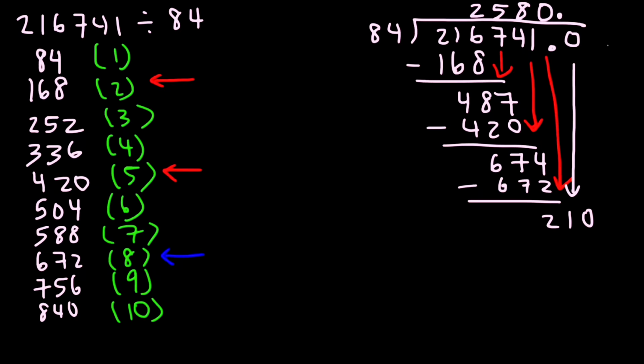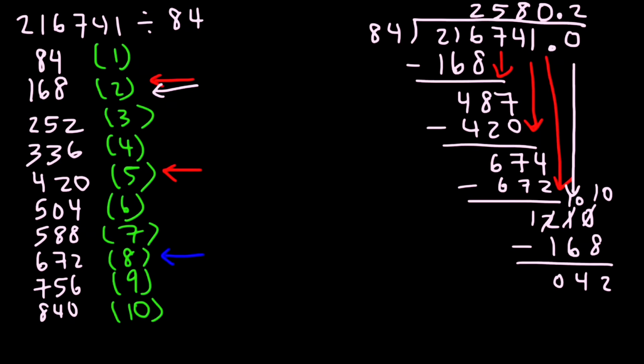Once you add a decimal point, you need to add it here as well. So how many times does 84 go into 210? 84 goes into 210 2 times. And 2 times 84 is 168. So we need to borrow a 1, make this 10. So 10 minus 8 is 2. So this is now a 0. We need to borrow 1, make it 10. 10 minus 6 is 4. So 210 minus 168 is 42.